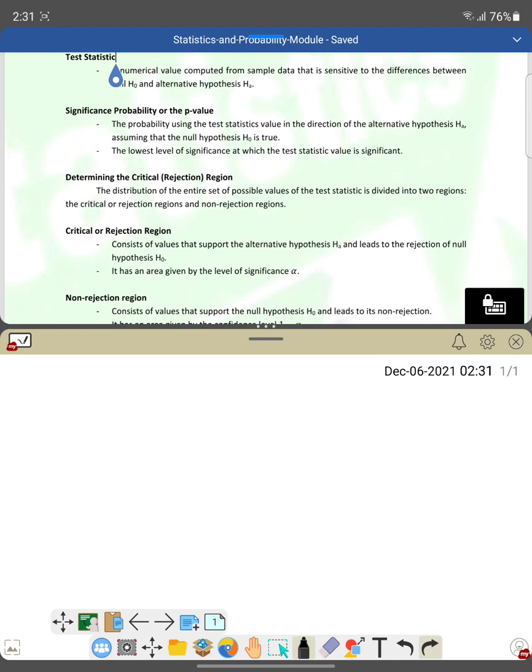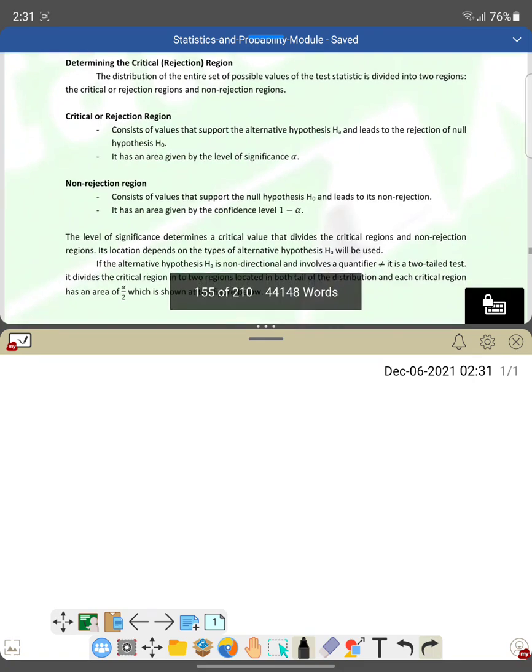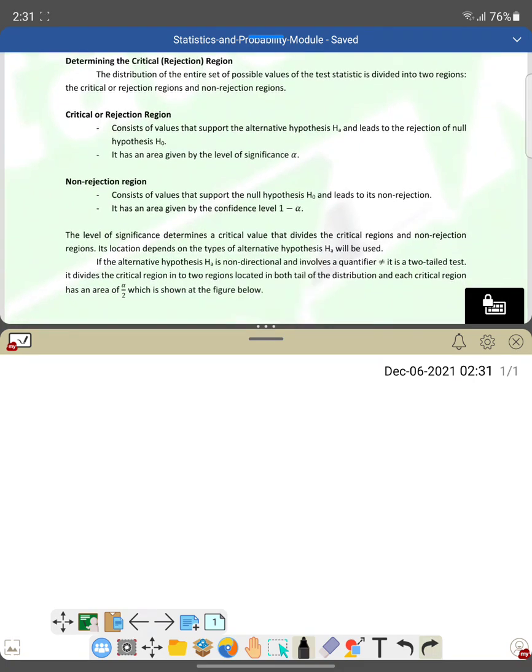The non-rejection region consists of values that support the null hypothesis. That means there is no change in the computed value, or the computed value is still in the range of the accepted region. The level of significance determines a critical value that divides the critical region from the non-rejection region.